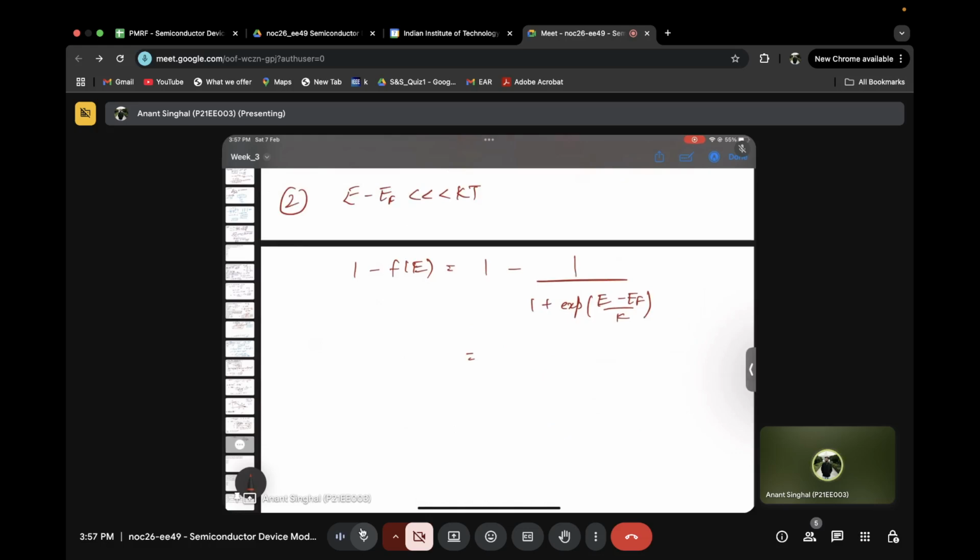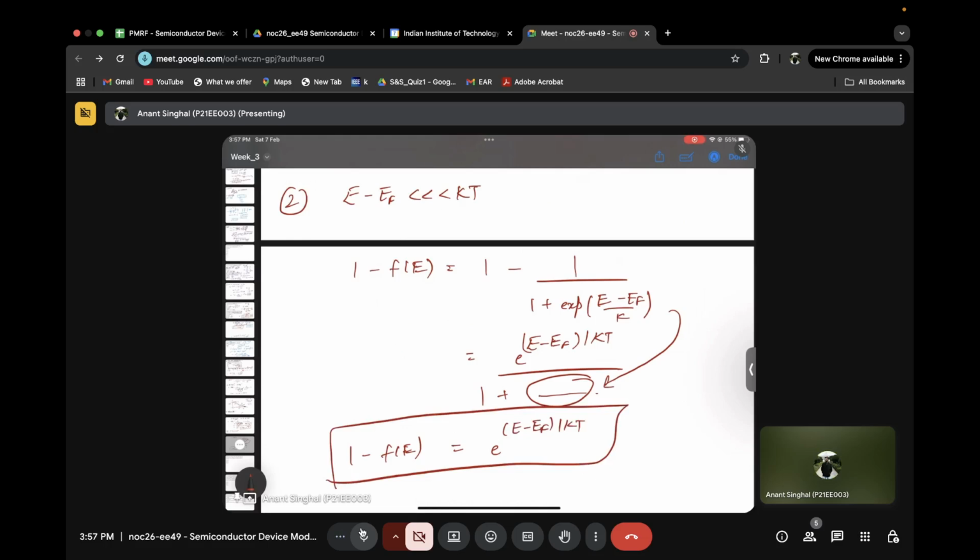So this should give me exponential of E minus EF over kT divided by 1 plus this term only. So again, this would be very less than 1. So the 1 minus Fe comes out to be exponential of E minus EF over kT. So these are the two cases that we need to see.